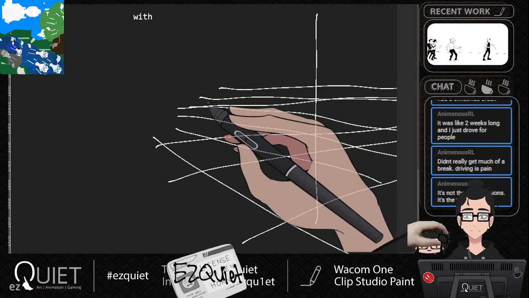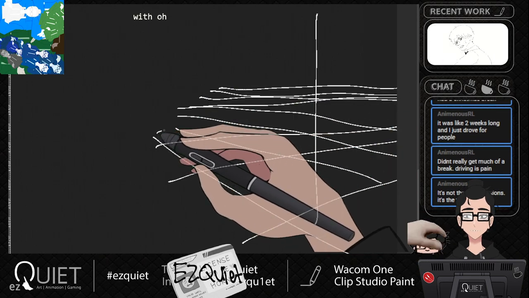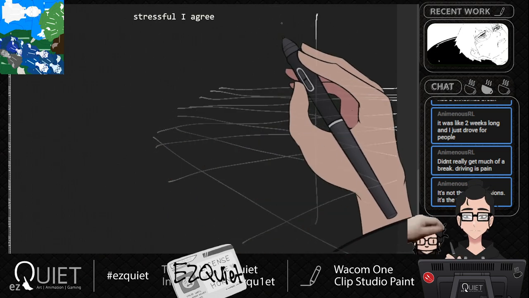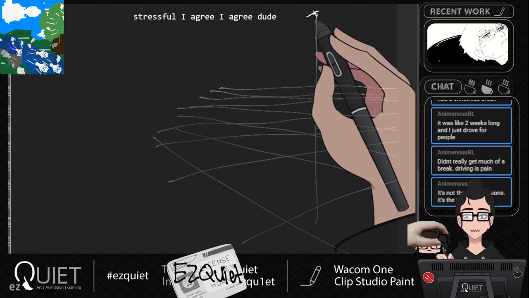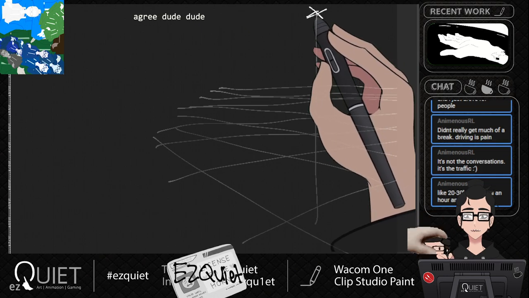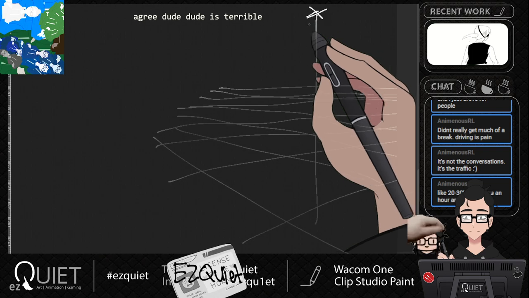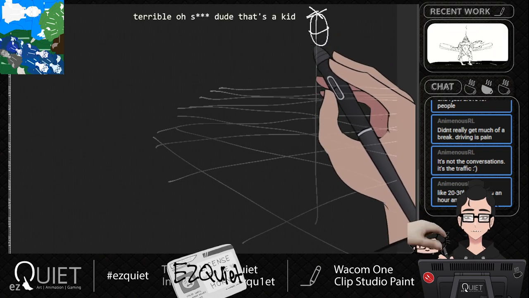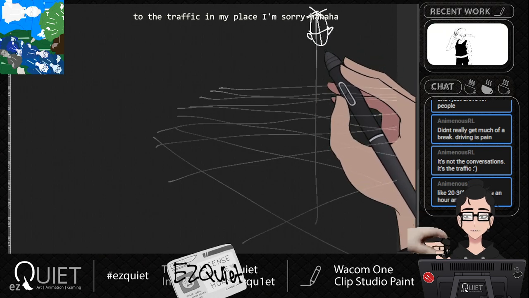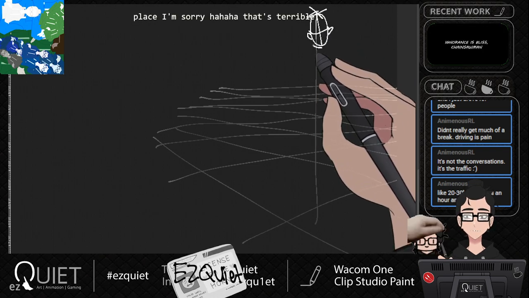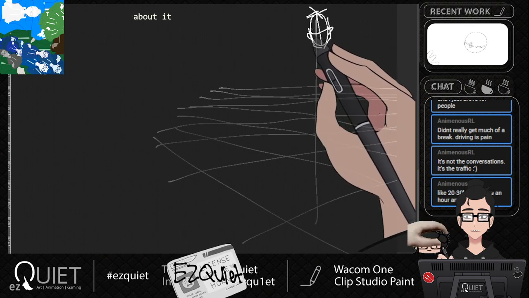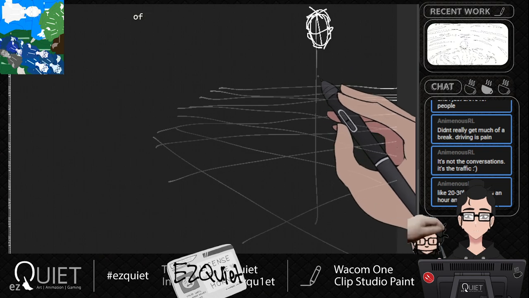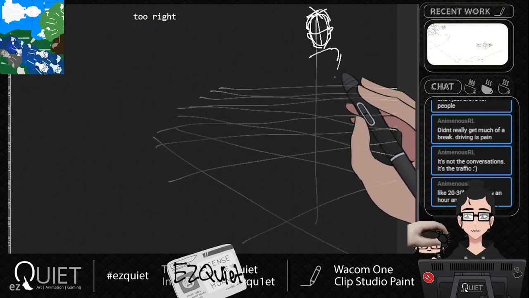It's not the conversations, it's the traffic. Traffic, bro, I'm sorry. Traffic is stressful. I agree, dude. And I imagine in some places in the world the traffic is terrible. 20 to 30 kilometers, but it takes an hour and 30. Oh shit, dude, that's akin to the traffic in my place. I'm sorry, that's terrible. That's crazy if you think about it, right? So many people with cars? It is kind of crazy. It also depends on your roads too, right? Like how big your roads are.